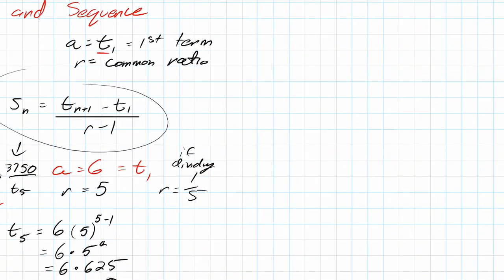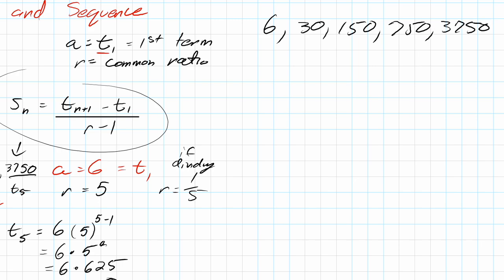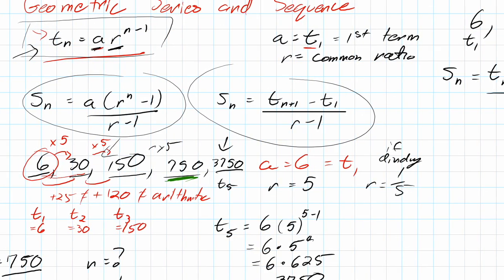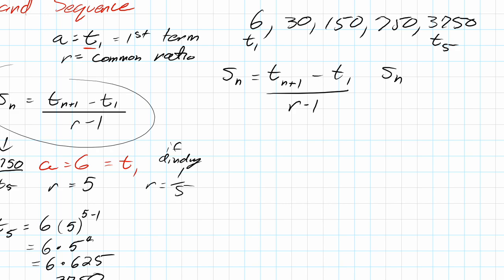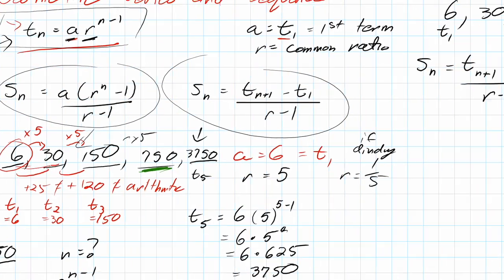So let's jump over, put our two formulas here. We had 6, then we had 30, we had 150, 750, and then 3750. Let's get the sum of this. We'll take some stock of what we have. That's our first term, and that's our fifth term. That's going to be helpful. The sum formula, one of them says this: r to the n plus 1 minus t1 over r minus 1. And the other sum formula is A r to the n. Let's see if I can remember that numerator. A times r to the n minus 1, I believe, all over r minus 1.